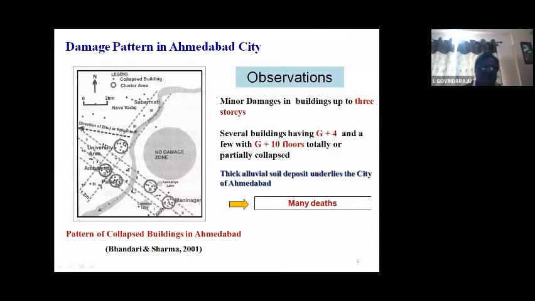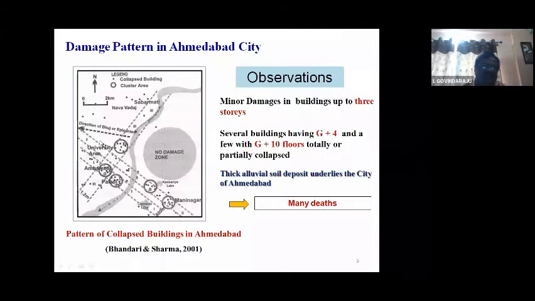So what is the speciality of this? This map I have taken from Bandari and Sharma, scientists from CBRI, who visited the site immediately after the earthquake and documented the kind of damages, the number of buildings, and also the number of deaths. They plotted all these. They have mentioned here, these are all collapsed buildings, and this is the cluster area. Wherever you see dots, they are all clusters of an area, nearly about 1 kilometer radius here.